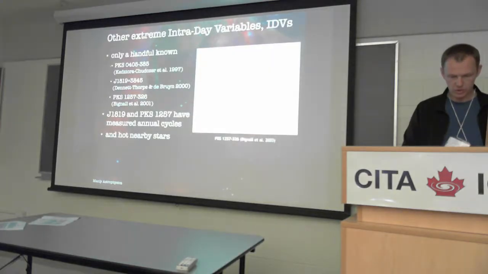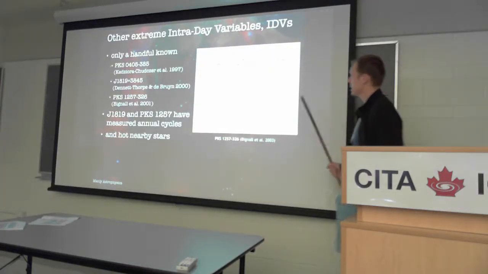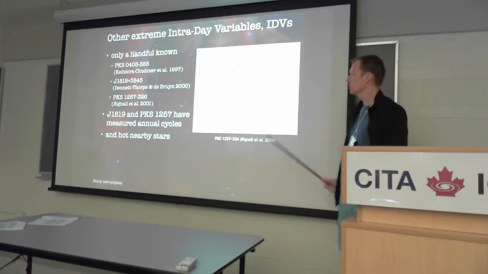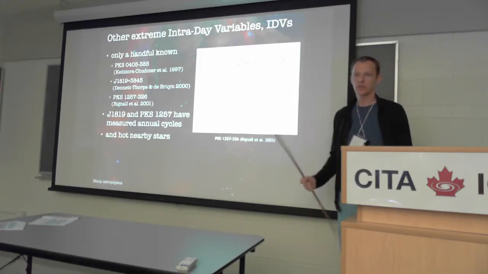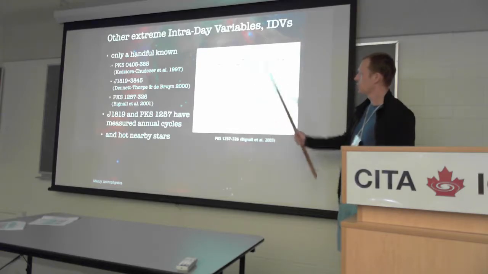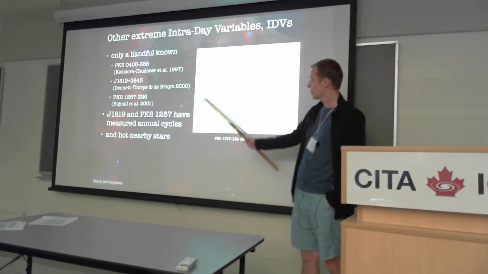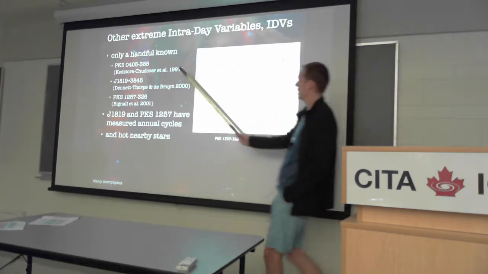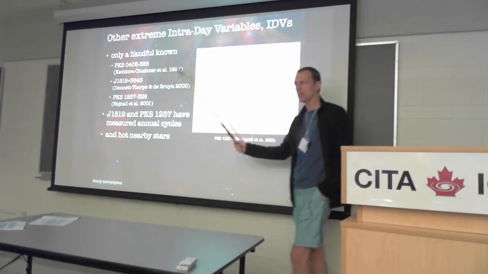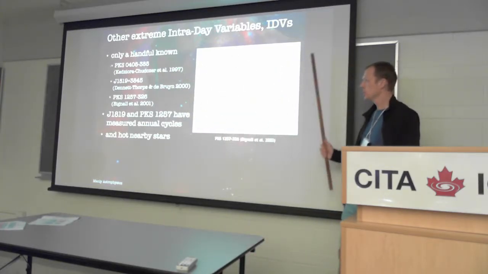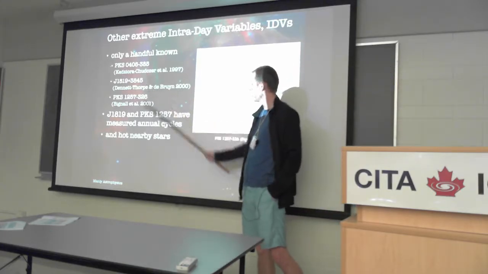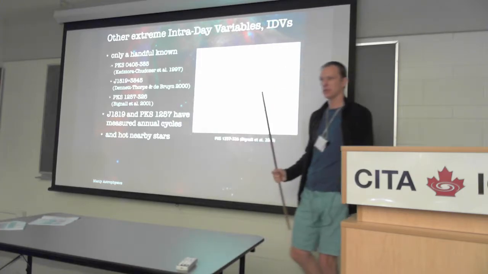So the question is whether that's a coincidence or not. And the clues that we have to answer that question come from 2 other known extreme IDVs. They are 0405, 1819, and 1257. This one stopped scintillating in the year it was found, so we didn't have a chance to get an annual cycle for it. For 1819 and 1257, the annual cycles are well known.